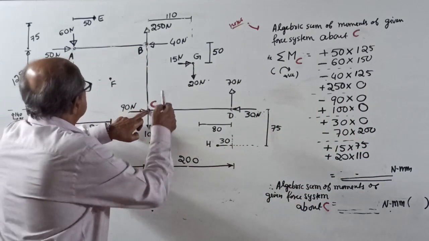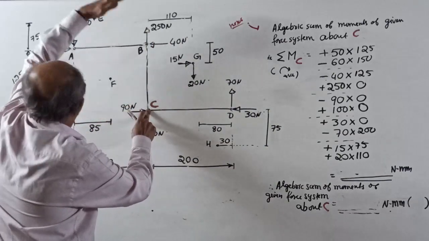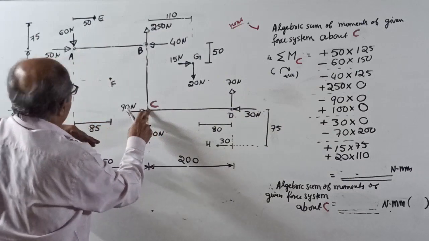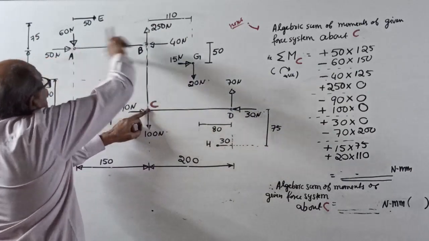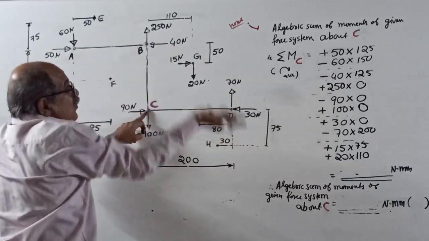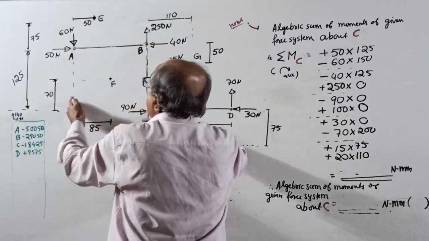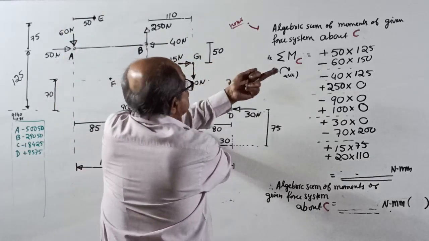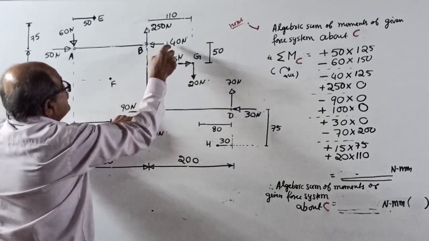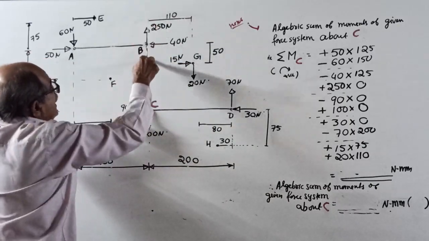Moment about C. Start. 50 into this distance, height, 125. Anti-clock. 50 into 125. About which point are you doing? C. It is clockwise. Sorry. See, confusion. 50 into 125 is clockwise. 60 into 150, anti-clockwise. 40 into, once again, the same distance, anti-clockwise, 125.